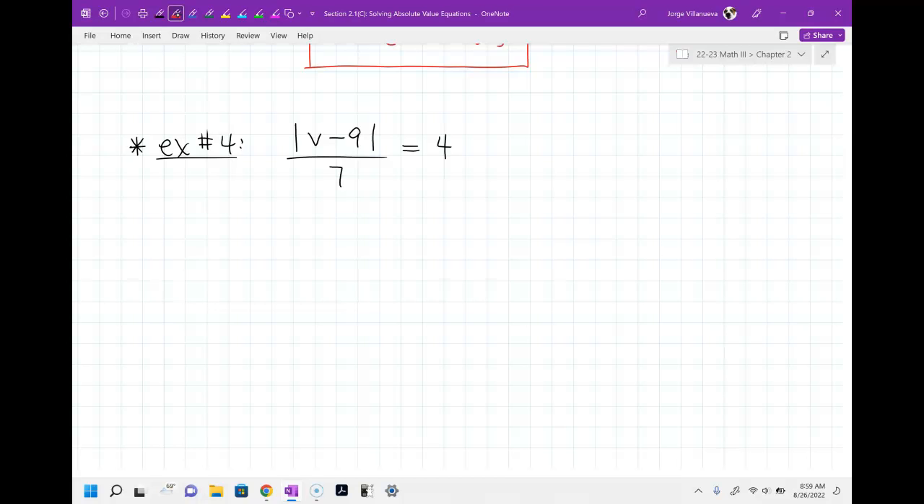What's the opposite? Multiply, right? Let's multiply by 7. So I'm going to get this, and I'm going to multiply it to the other side. Okay? I want this to look normal. All right, there we go. Now it looks kind of normal. And now I can break it up into 2 parts.